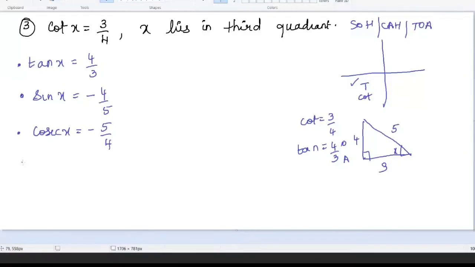Next, let me take cos x. Cos is adjacent. Cos is also negative, so write the sign first, minus. Adjacent by hypotenuse, so 3 by 5. And we are getting the last one, secant x is equal to minus 5 by 3. I hope the ideas are clear.